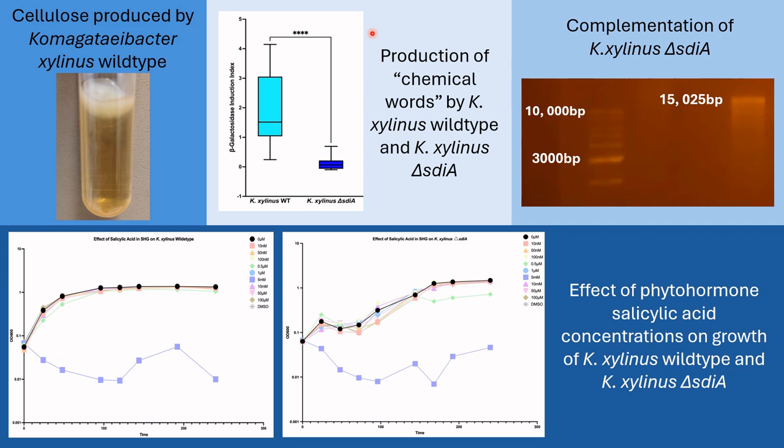The results varied greatly. Here I actually have my graphs for the effect of salicylic acid at different concentrations on the growth of the wild type and mutant strains, as recorded by optical density over time in hours. You can see there's a bit of difference between the mutant and wild type, which suggests that the SDIA gene may have a role in phytohormone response as well.